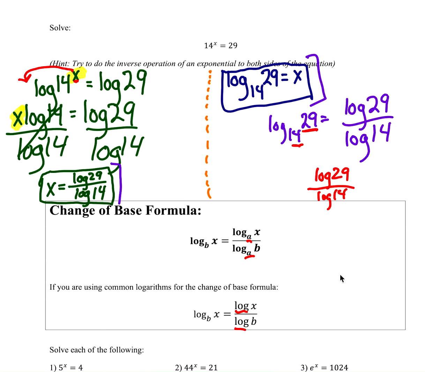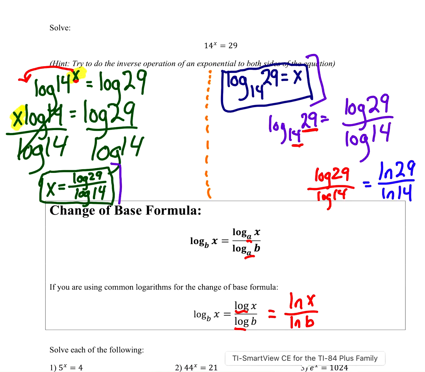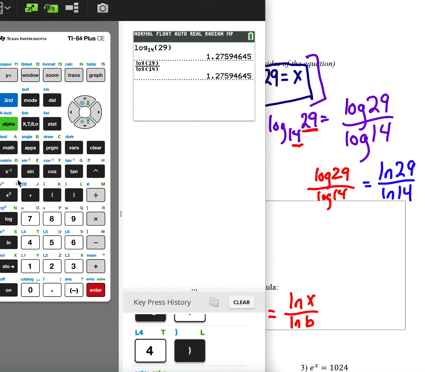You could also do, since we can use any of them, ln of x over ln of b also. Let me show you guys that. So instead of logging both sides, I can do ln of 29 over ln of 14. And you might think that's not going to equal the same thing, but it is, because the logs both have common bases. So let's go back to the calculator.